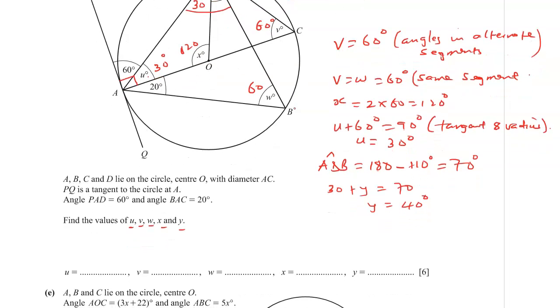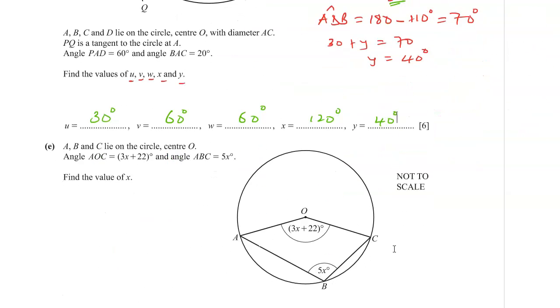So U, we say that U is 30 degrees. V is 60 degrees. W is 60 degrees. X is 120. Y is 40. Very well.